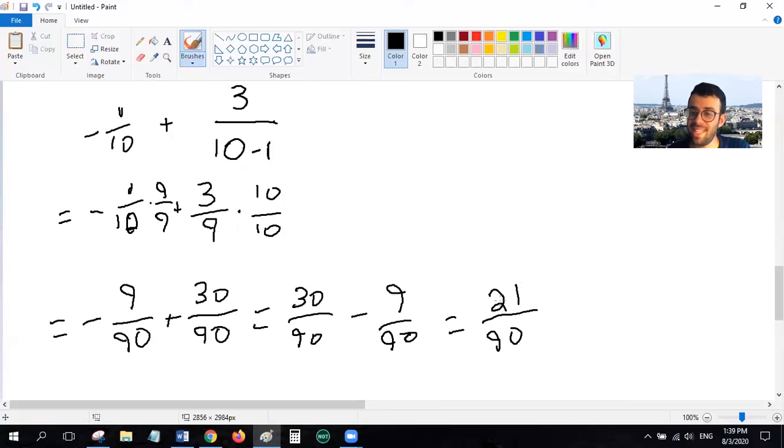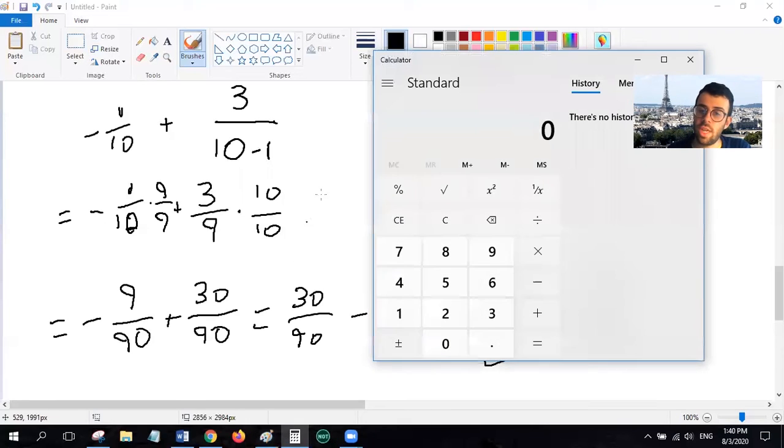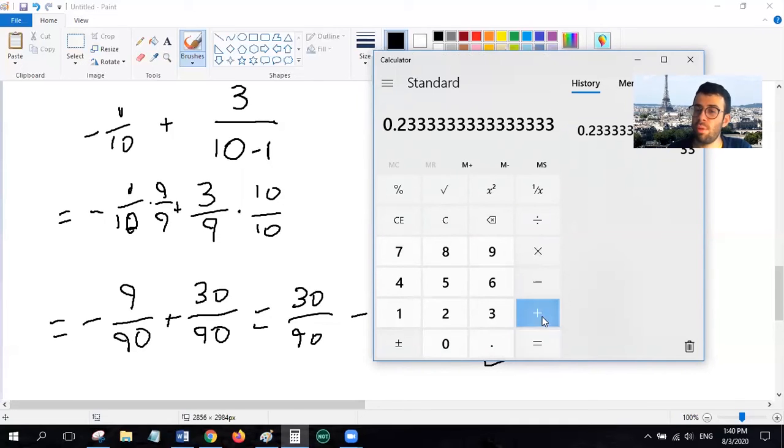All right, so now let's see if this fraction, and of course we could reduce it by dividing by 3 on the top and the bottom, is the same as 7 over 30, 7/30. Let's check if 7 divided by 30 gives 0.2333333 forever. Woo! So exciting.